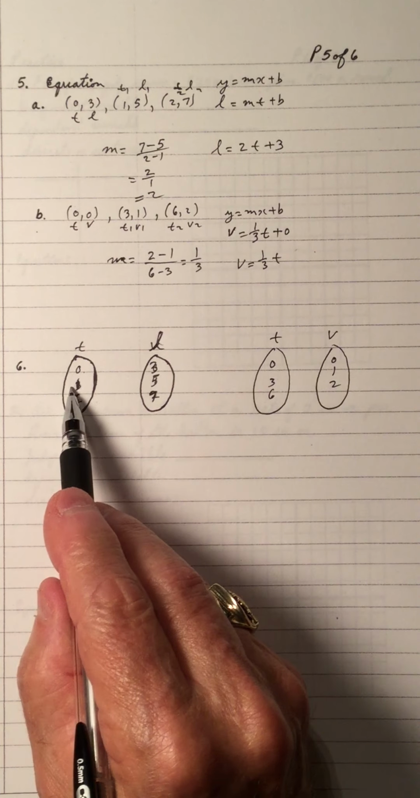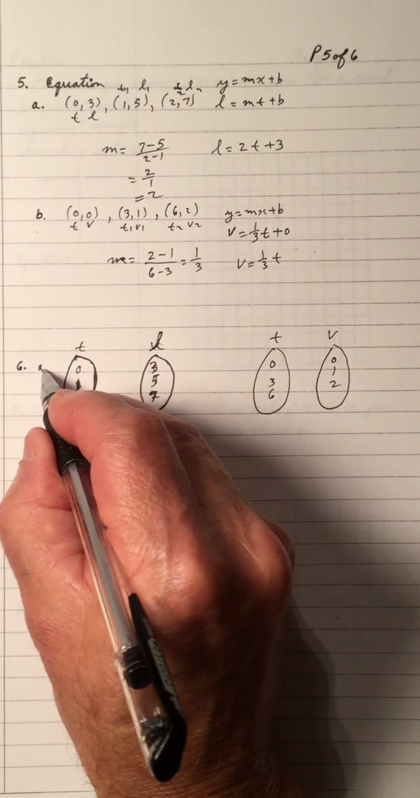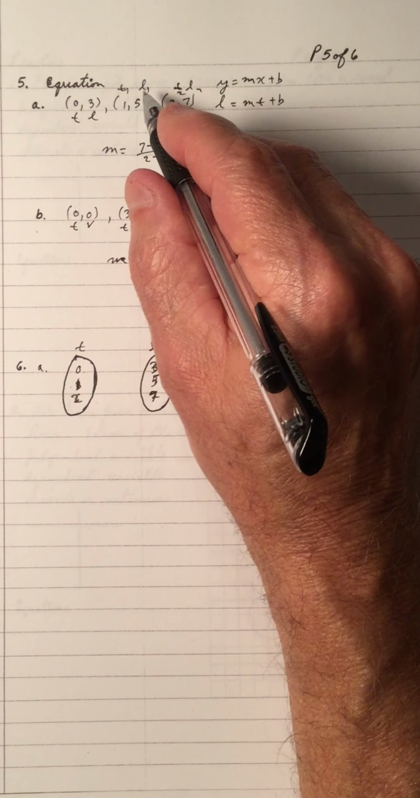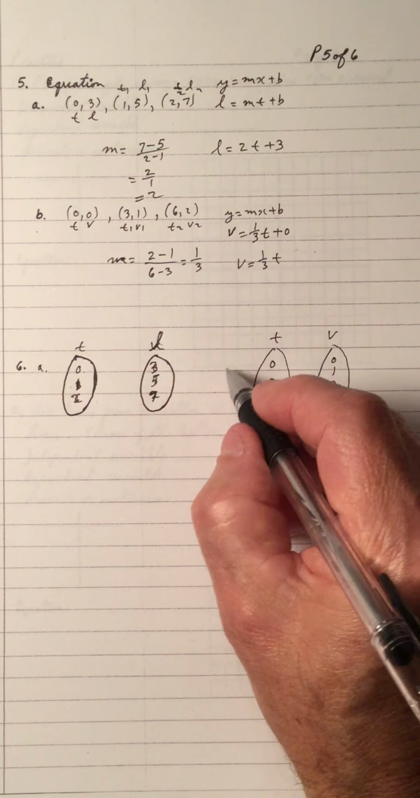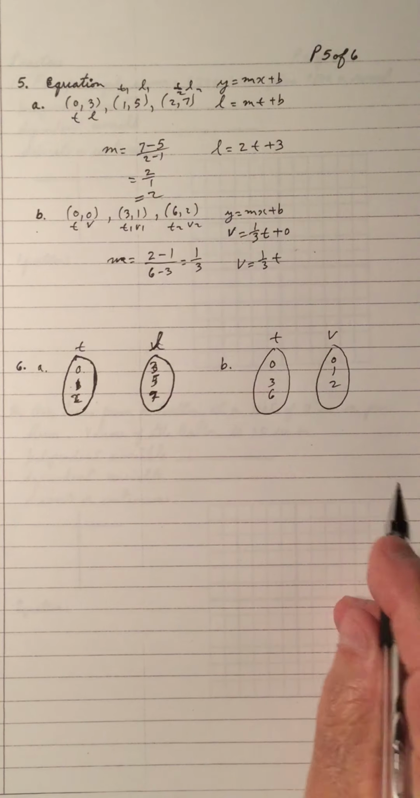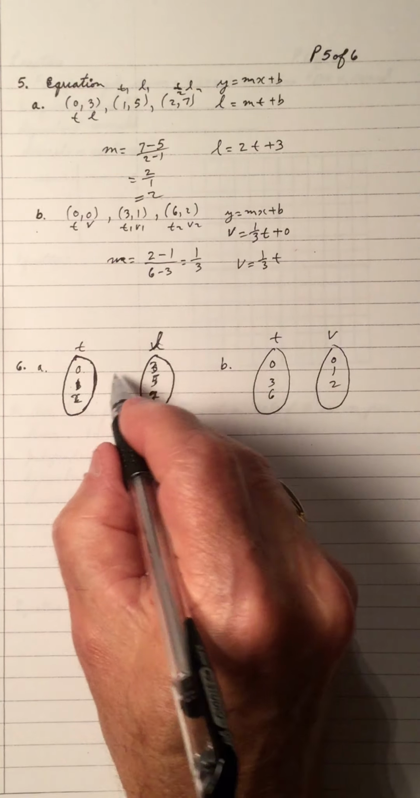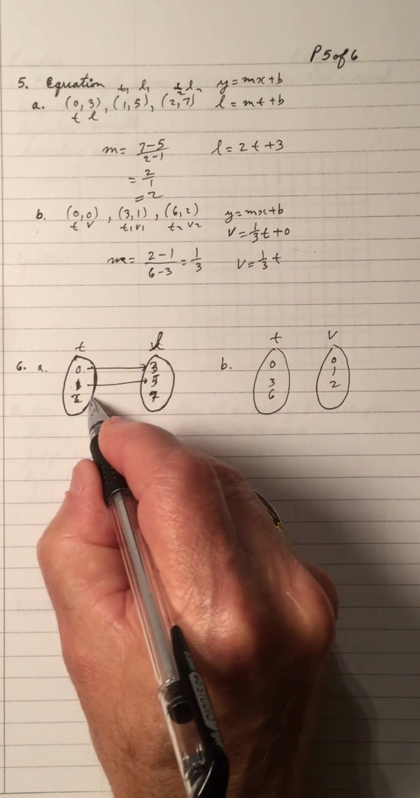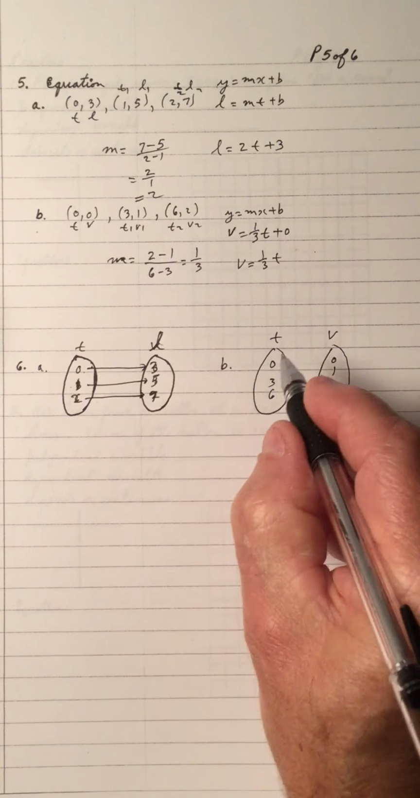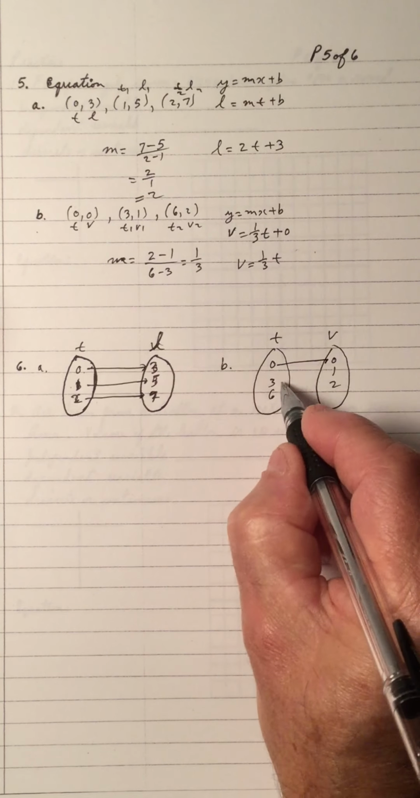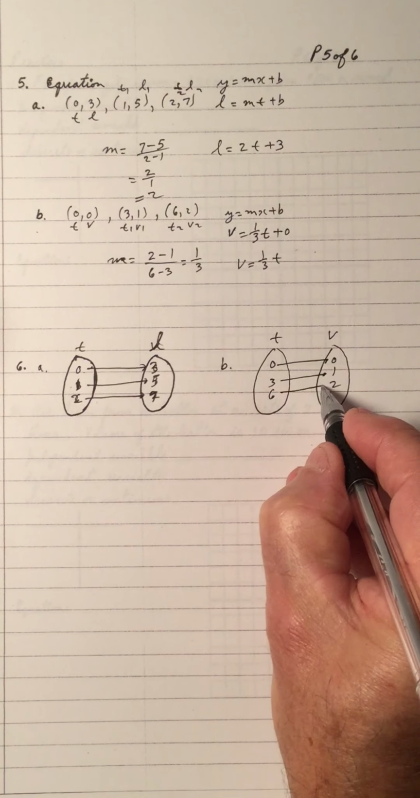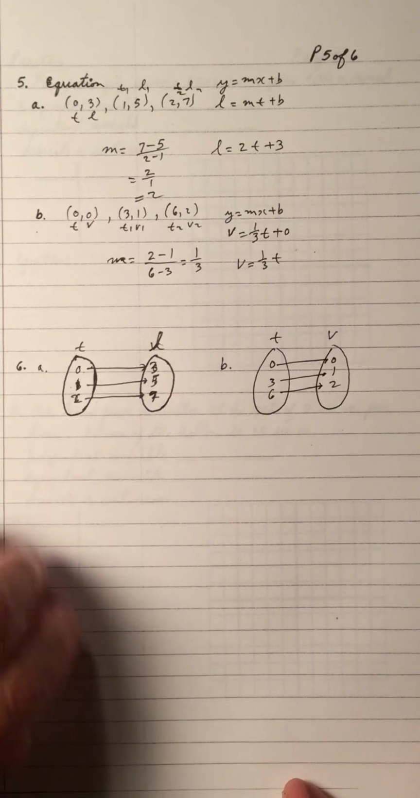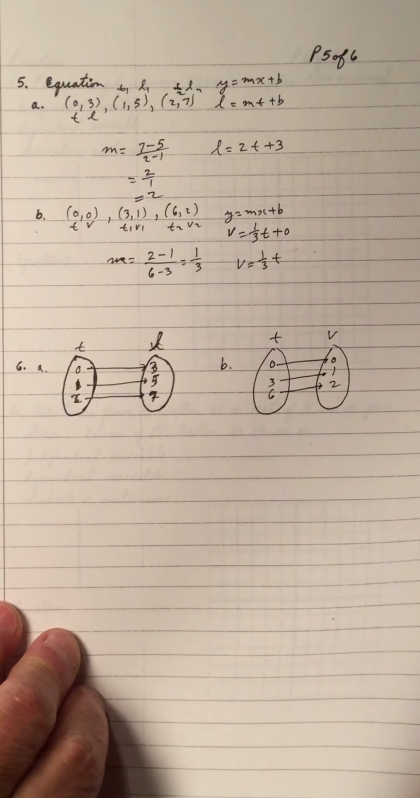So this is the first one, that's A in relation to the length of the leaf, and this is B in relation to the volume. And again, they're mapped. 0 goes with 3, 1 goes with 5, and 2 goes with 7. And 0 goes with 0, 3 goes with 1, 6 goes with 2.